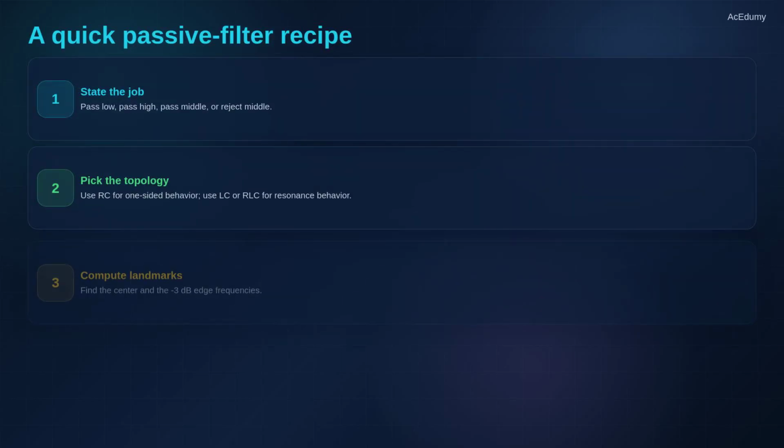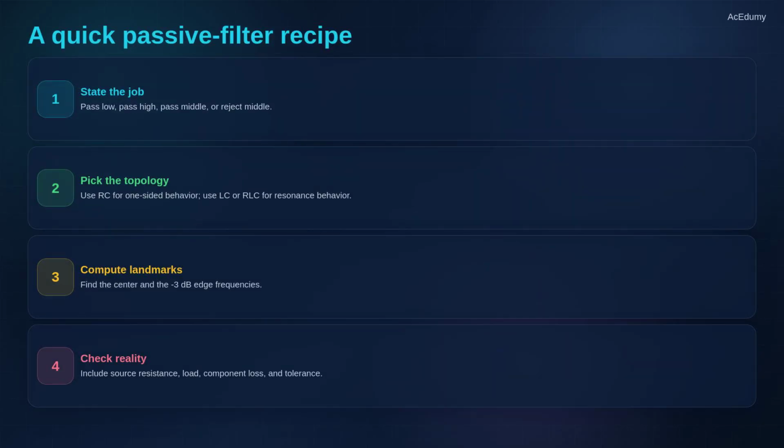A practical recipe is this. First, decide what you want to pass and what you want to reject. Second, choose the passive topology. RC for one-sided filters, RLC or LC for middle band behavior. Third, compute the landmark frequency. Fourth, check loading, loss, and tolerance before trusting the curve.